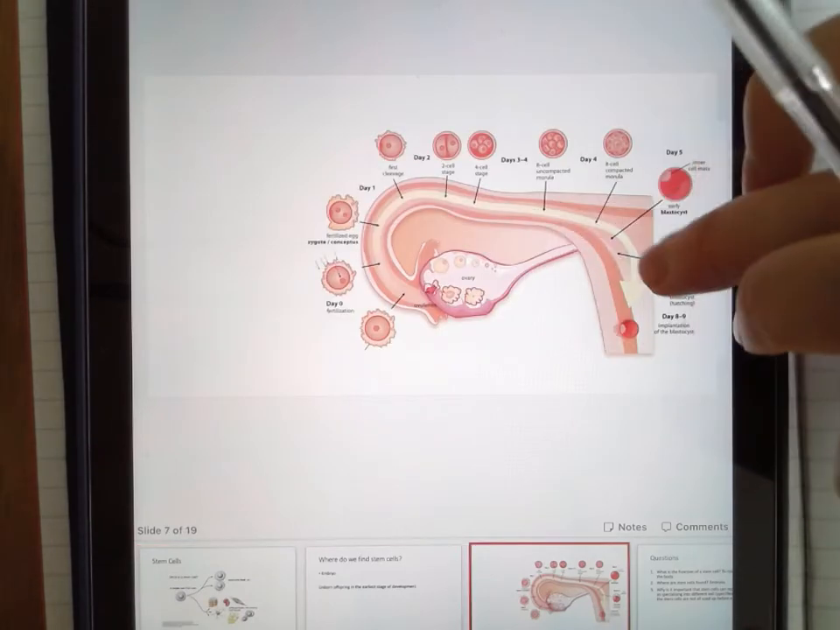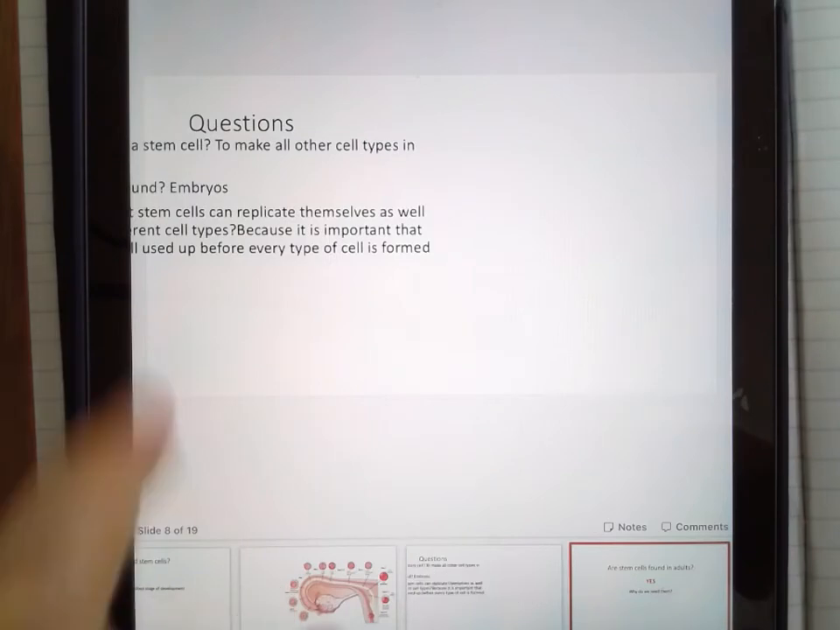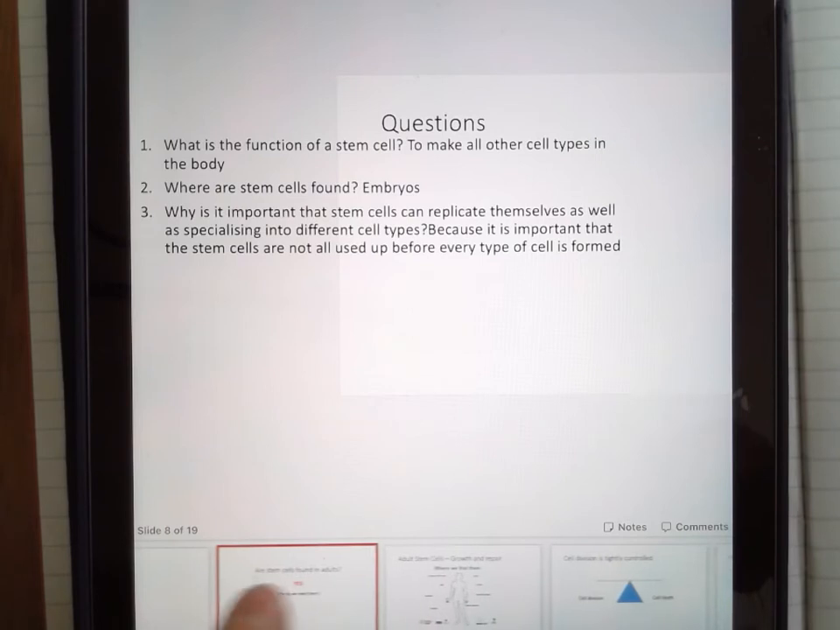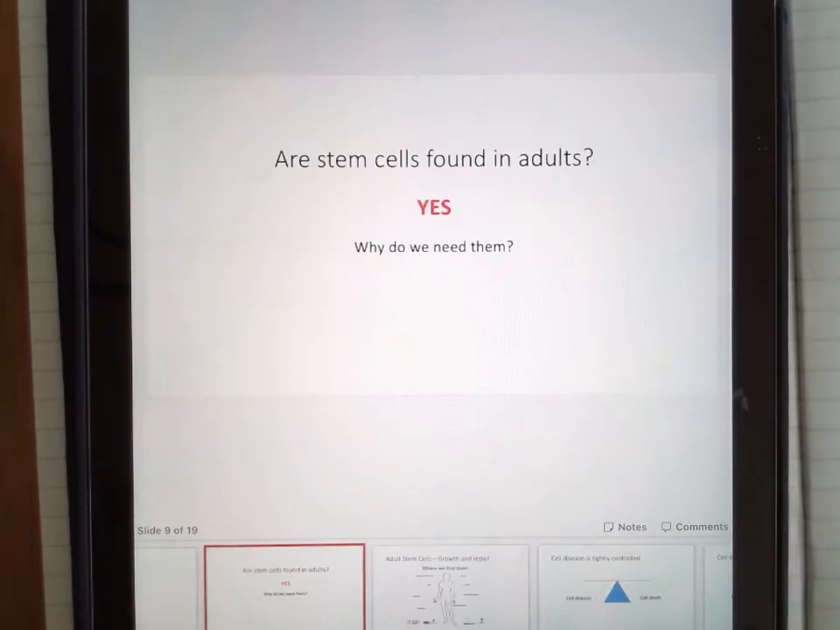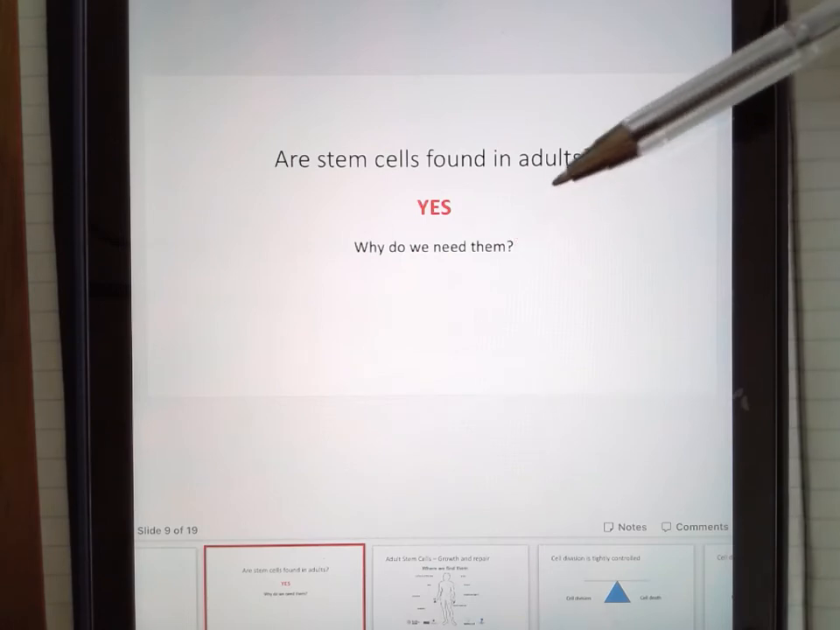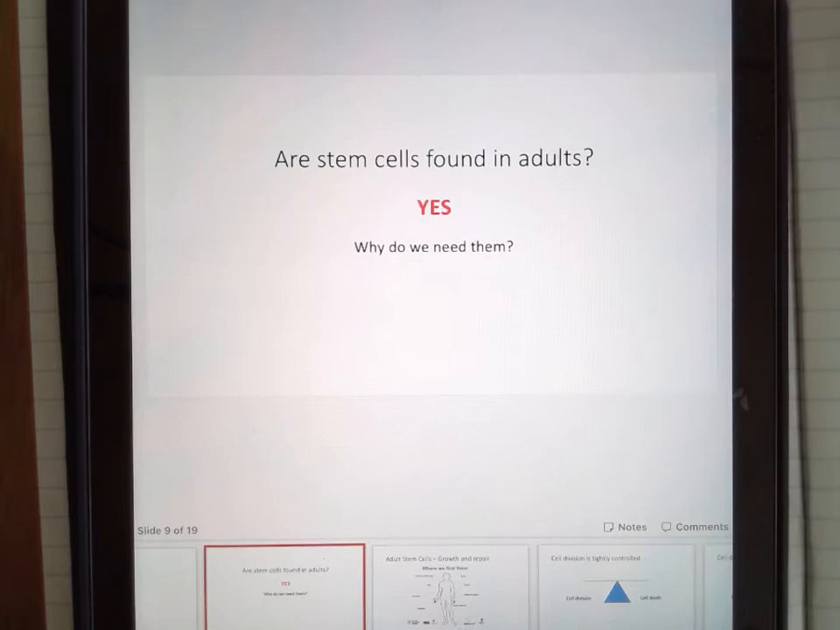Now, I've spoiled the surprise. I just mentioned that embryos are not the only place that you can find stem cells. And the question I was going to ask you was, do we have stem cells in adults? So do we ourselves, as adults, or in your case, students, have stem cells? And the answer is yes. We're not embryos anymore, but we do still have stem cells. Can you think of why we might need stem cells in our bodies?